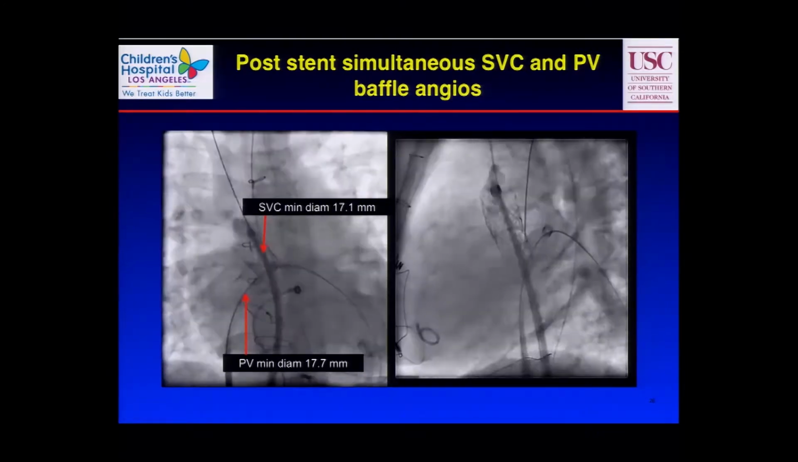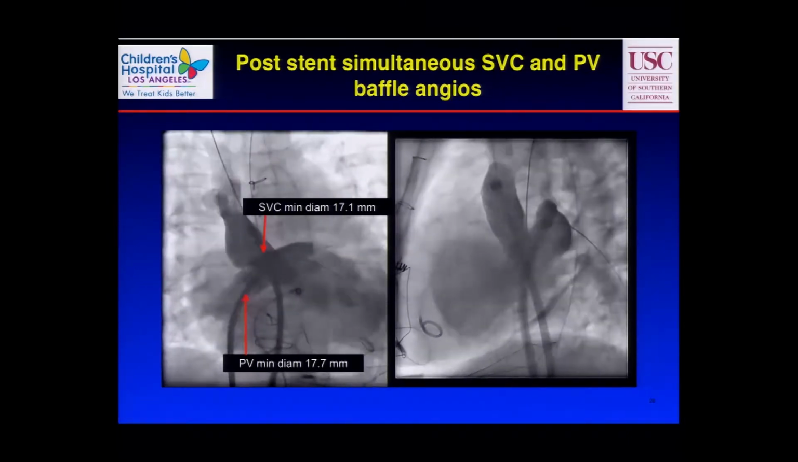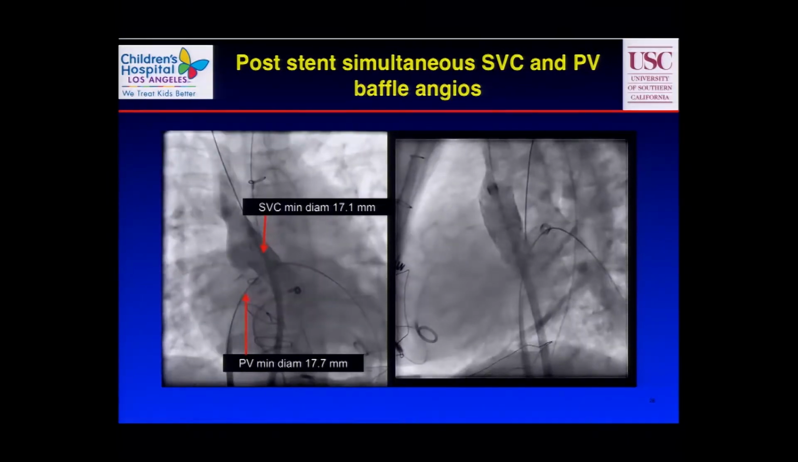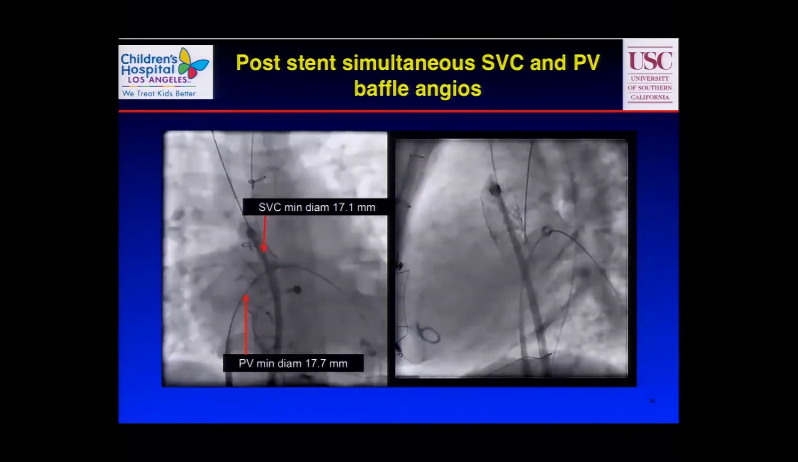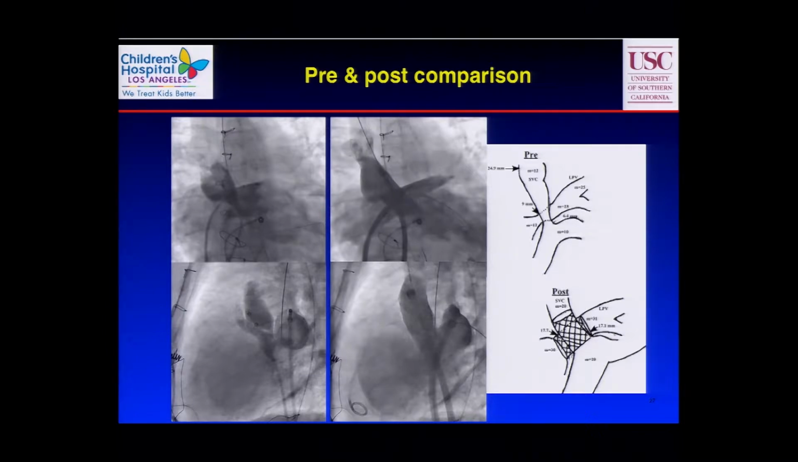So you see that there's both SVC baffle and pulmonary venous obstruction. They're right next to each other, so you have to take care of both. Otherwise, one will compress the other. So you can see the combination of the stenosis, and this is what it looks like afterwards. Here's the SVC stenosis, and here's the pulmonary venous baffle obstruction.